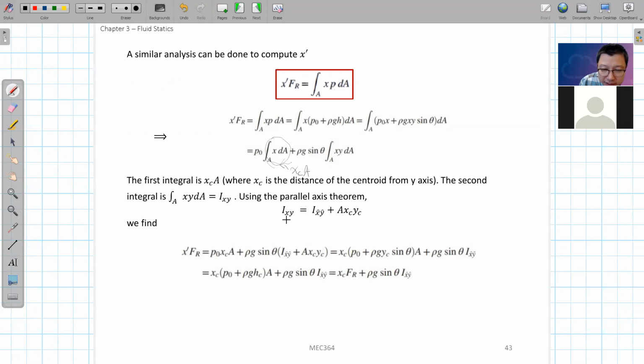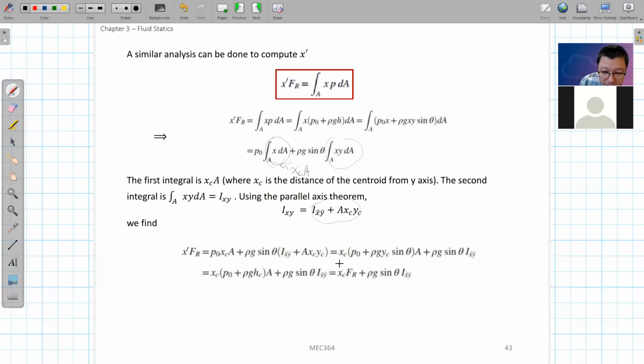So with this relationship, I of xy will be equal to I of x hat y hat, and this x hat y hat represents the mixed moment with respect to the x direction axis and y direction axis across the centroid, plus this surface area times the x coordinate of the centroid point times yc. Okay, substitute this into this integral here.